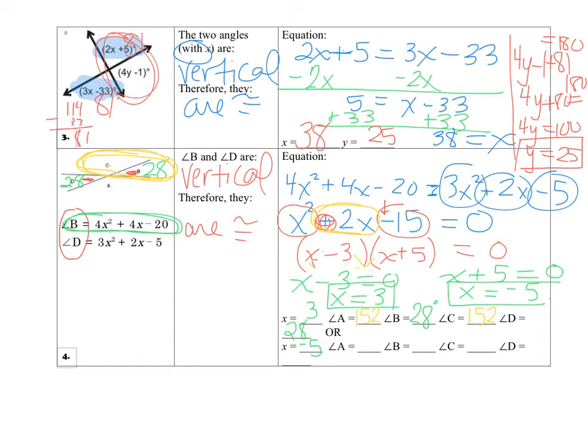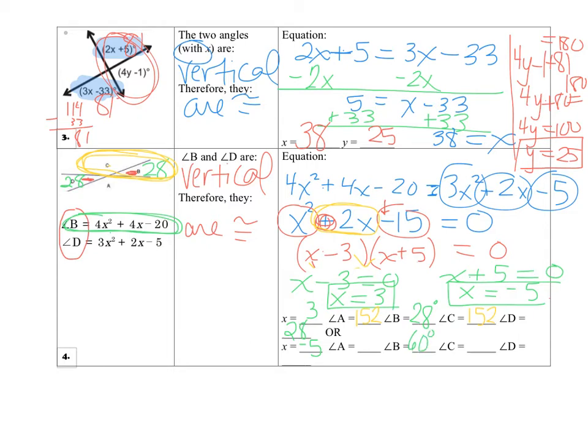Okay, and for negative 5, let's see what happens when we plug that one in. We plug negative 5 right here. When I square it, I get positive 25. 25 times 4, that's 100. Put a negative 5 here, and that's negative 20. So 100 plus negative 20, that's 80. 80 minus 20, and we get 60. So we found out here that angle B with this is 60.